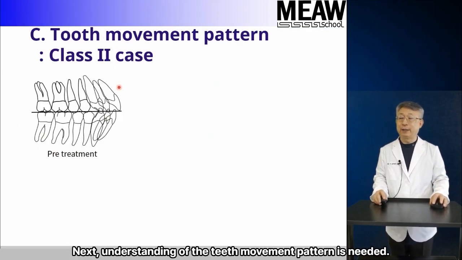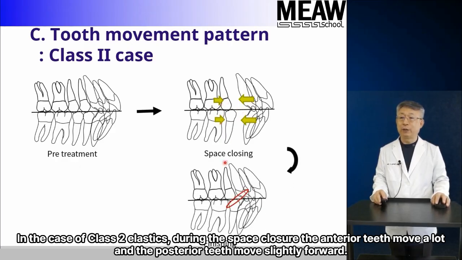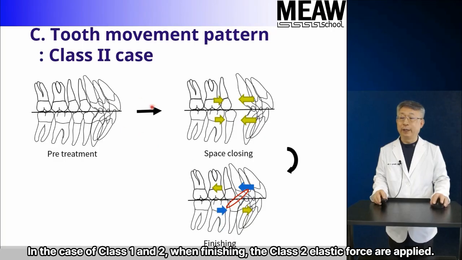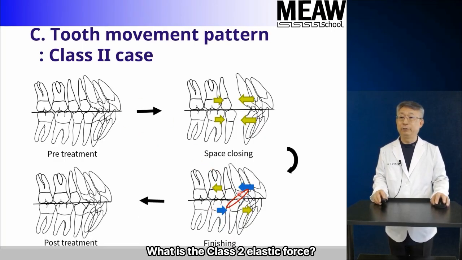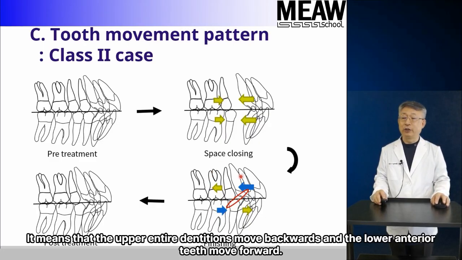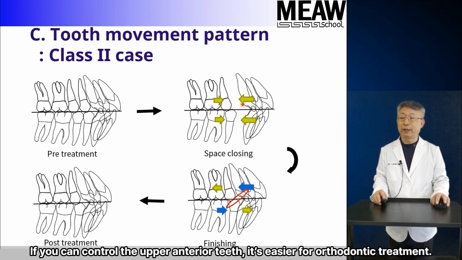Next, understanding of the teeth movement pattern is needed. In the case of Class 2 elastics, during the space closure, the anterior teeth move a lot and the posterior teeth move slightly forward. In the case of Class 1 and 2, when finishing, the Class 2 elastic force is applied. What is the Class 2 elastic force? It means that the upper entire dentition moves backwards and the lower anterior teeth move forward. Which areas are applied the same force to overlap? It would be the upper anterior teeth. If you can control the upper anterior teeth, it's easier for orthodontic treatment.